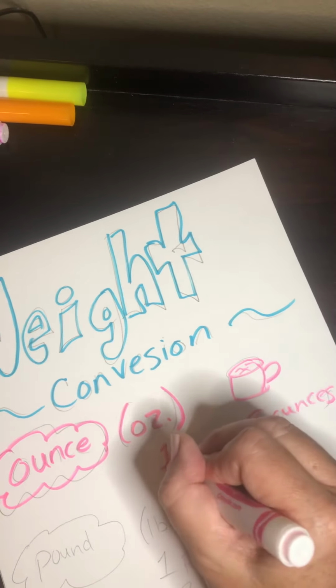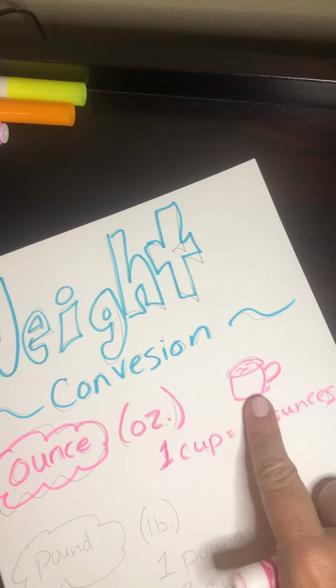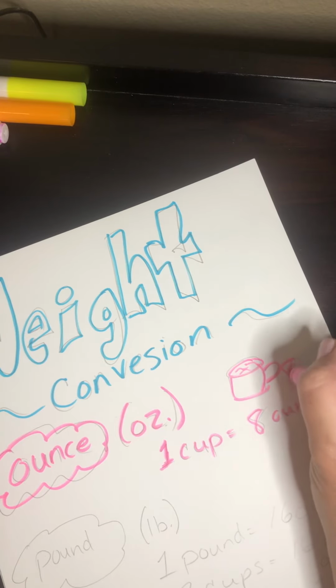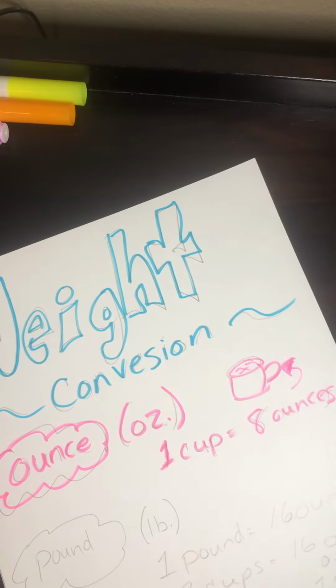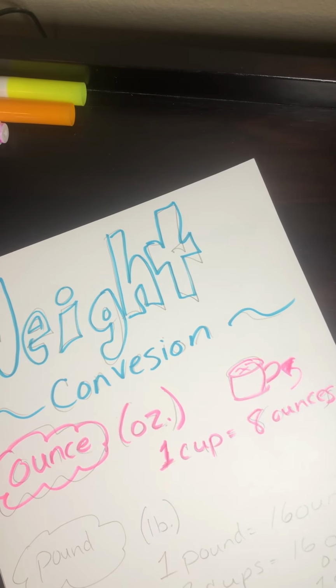So I'm going to tell you about ounces. When I think of ounces, I think of course things that are liquid, because that's how we measure most liquids. And I think of a cup. And in my cup, there's 8 ounces. So the same as saying 1 cup. 1 cup is the same as 8 ounces.